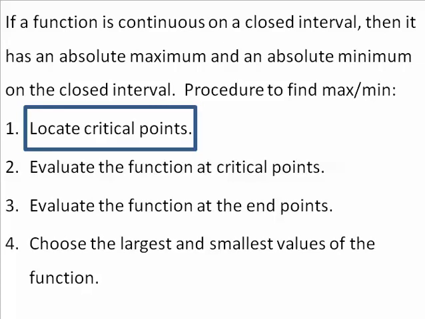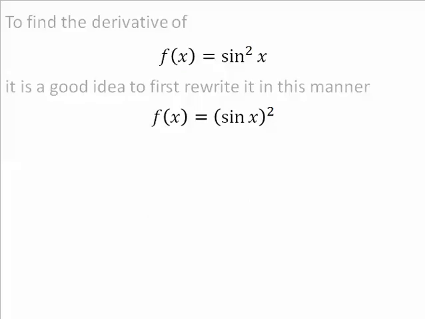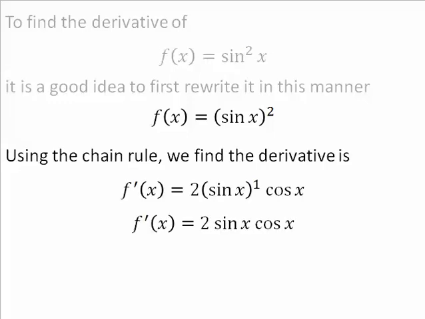Well, what is a critical point? A critical point is a place where either the derivative equals 0 or where the derivative does not exist. So we're going to look at our function and find its derivative. So our function is sine squared x, which I rewrite as sine x quantity squared. And then it's easier to take the derivative if I write it this way. So using the chain rule, I bring down the 2, and then I have sine x to the 1 power times cosine x. After I do that, I just do a little cleanup.